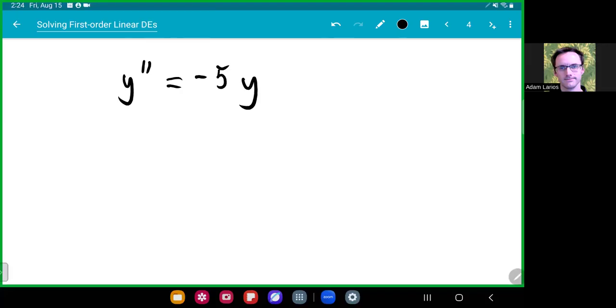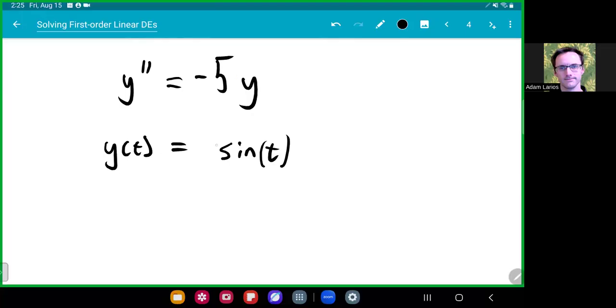It might not be immediately obvious what the solution to this equation is. Now, we could guess that it's e to the rt like before, and this would be okay. For now, I'm going to make a different guess just to illustrate the point. If you think about functions whose second derivatives are negative themselves, forgetting about the 5 for a minute, if we just had y double prime is equal to negative y, then one possibility here would be something like sine of t. But with a 5, it's maybe a little less clear what that would be like.